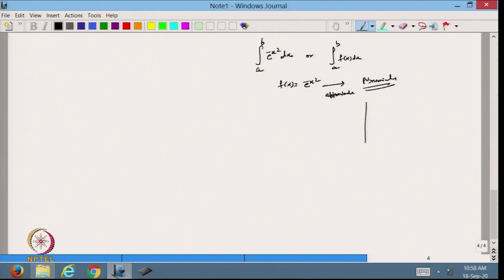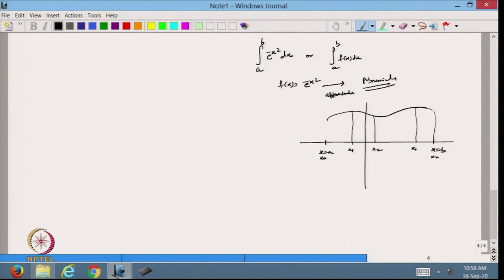So for example, I have a function from x equal to a, to x equal to b, and suppose I have a function like this one. So in this case I can subdivide this into n sub intervals. So this is my x 0, this is my x 1, this is suppose x 2, and in the end this is my x n, and this is x n minus 1.